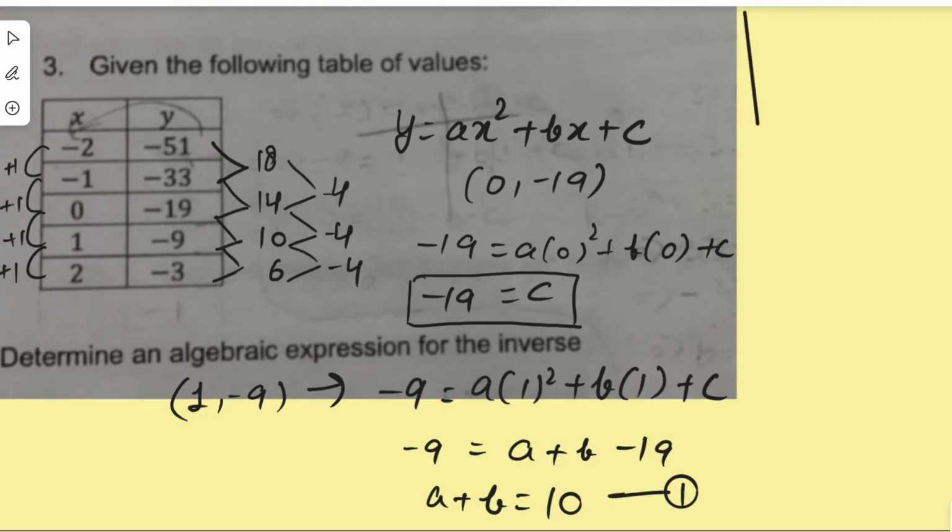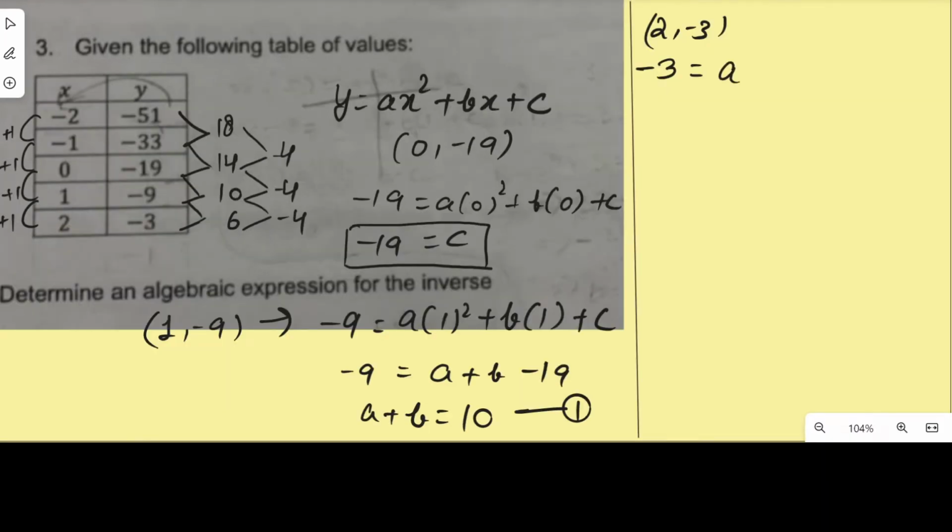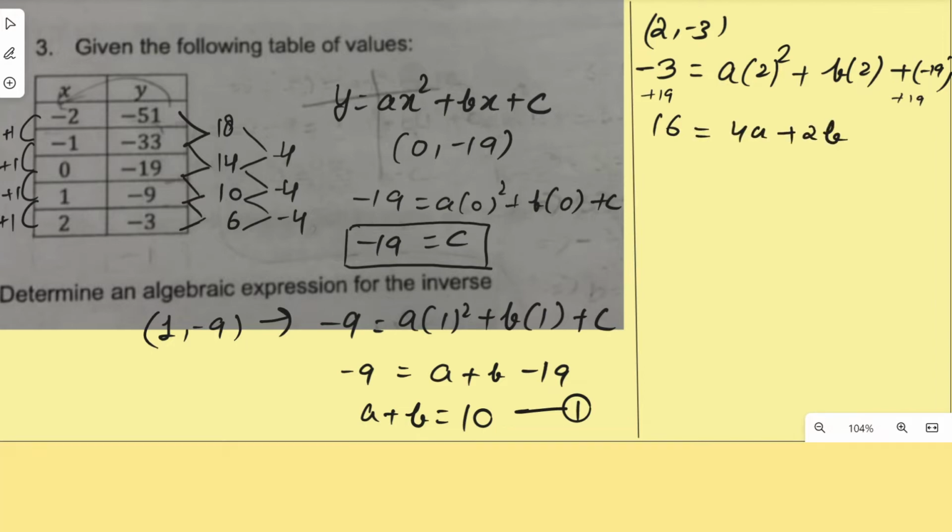Now let's see if we can find another equation. We can use any other point. Let's use the point 2 comma negative 3. So what this tells us is at x equal to 2 the value of y is negative 3. Let's substitute these two values. So we'll get negative 3 as a times 2 squared plus b times 2 plus negative 19, right? So we'll get 16 as adding 19 on both sides. So the 19 will cancel out and we'll get 16 as 4a plus 2b. We can write this as 2a plus b equals 8.